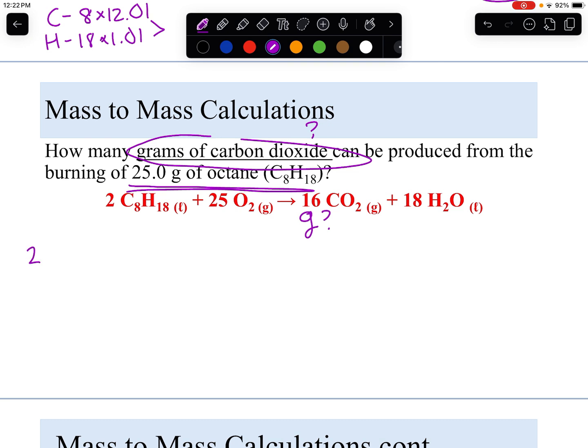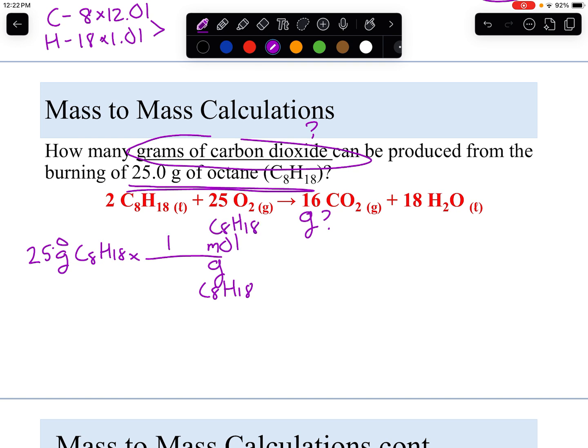So we're going to go ahead and write this out. You always start with what you're given, 25 grams of C8H18. Now, you're in grams. I'm asking you now, can you go from the mole ratio? Can you go right to carbon dioxide? No, all right? You need to be in moles before you can do the mole ratio. And the mole ratio is when you go from one thing to another in a balanced equation.